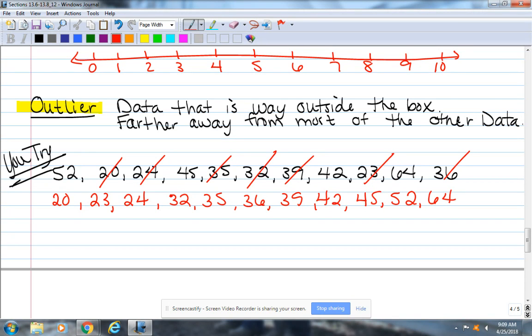I skipped the definition of an outlier. I apologize. So when you finish your box and whisker, please write down the definition of outlier if you haven't already. We'll talk about that in a second.